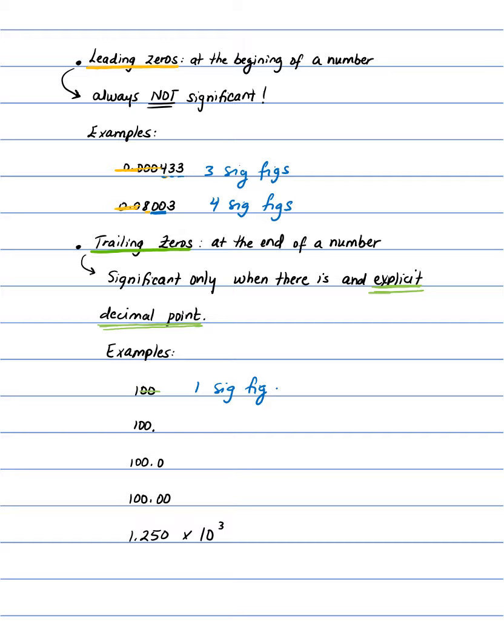The second example is still 100. It's the same number. The difference between the first one and the second one is that on the second one, you do have an explicit decimal point. It's right there. Since you do have an explicit decimal point, those two trailing zeros are significant now. And that number has three significant figures.